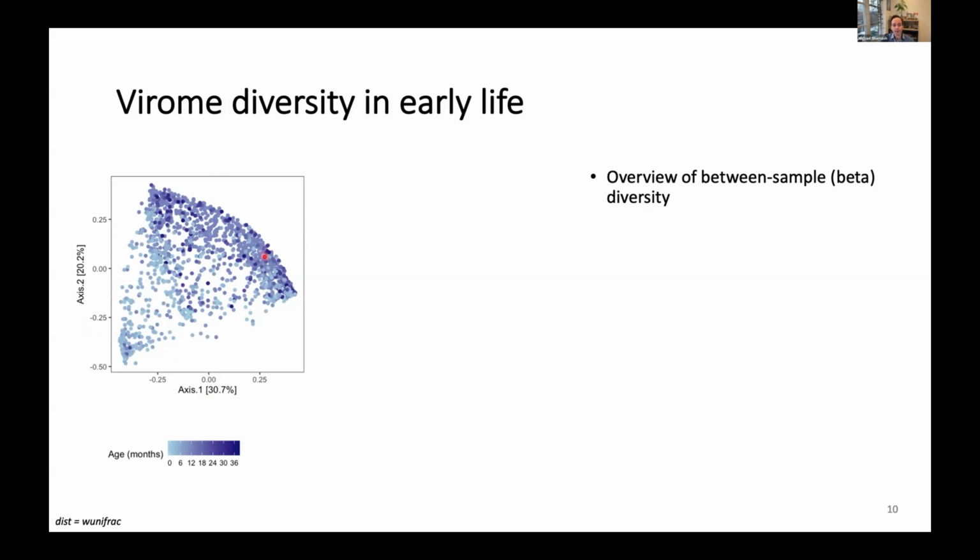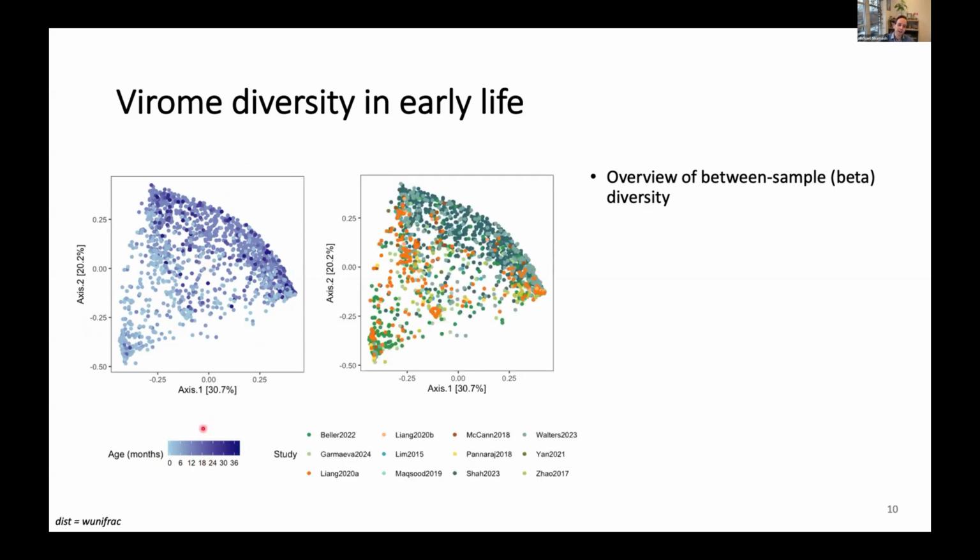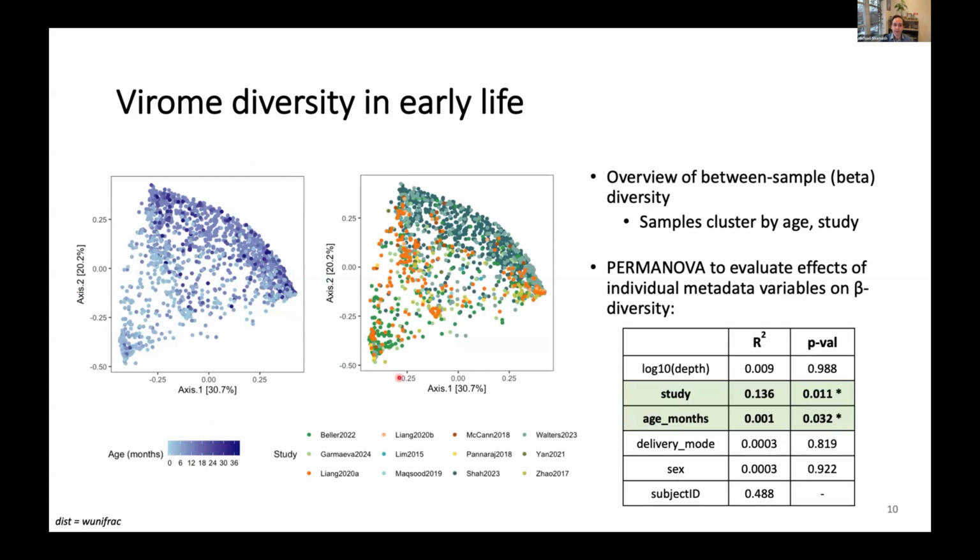So when we plot all our samples in this 2D space, and we color them by age, we could start to see that there's some clustering or some trend in how the samples move in this 2D space by age, but also by cohort as well. So we wanted to quantify that a bit further. And we could run what's called a PERMANOVA, a statistical test, to see that sure enough, there is a significant clustering of these samples, not only by study, but also by age.